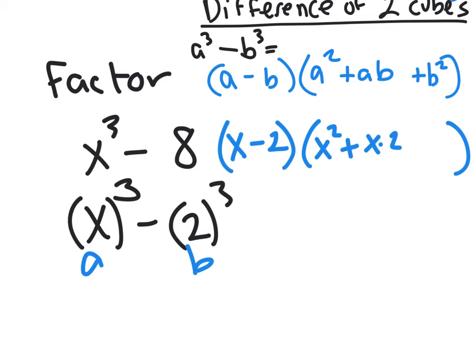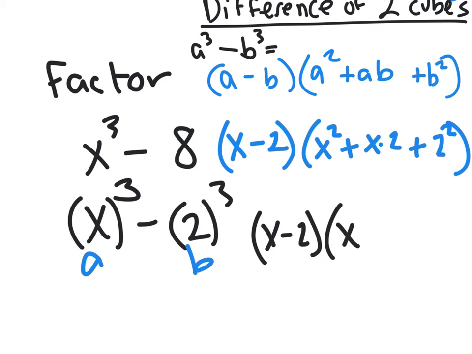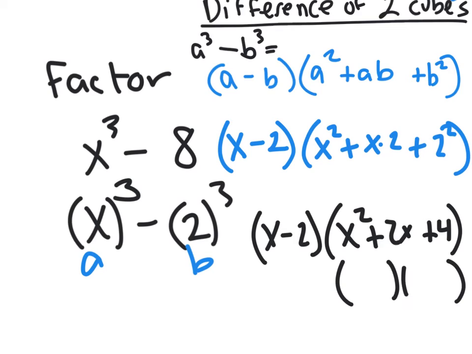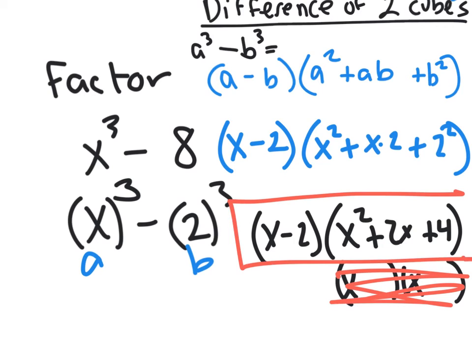And for the last one, b squared, that's going to be plus what? 2 squared. Okay, so of course we could simplify. So we're going to end up with x minus 2 as a binomial, x squared plus 2x plus 4. Now you might think, oh, this is a quadratic trinomial that I could factor by doing the parentheses and x, but if you think about it, you can't do it. It's not going to work, okay? So this is completely factored right here.